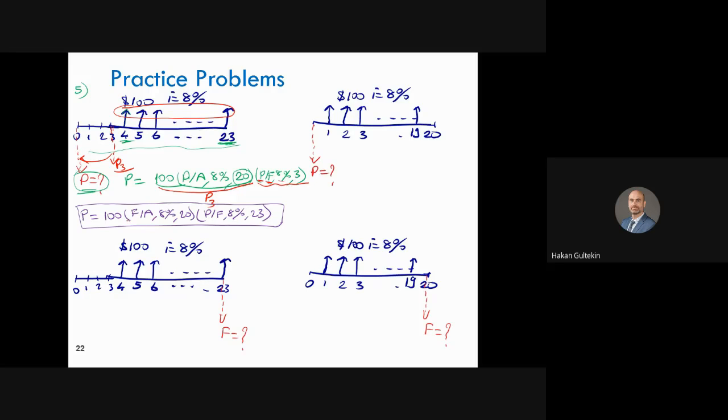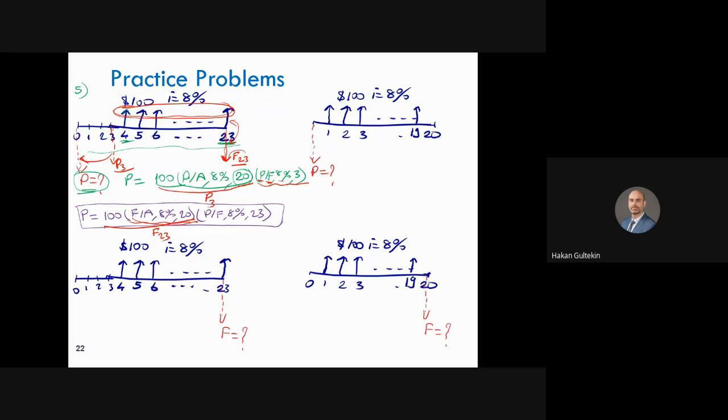And I am finding its future value. It means that I am finding the future value at this time. This is F23 actually. So this value over here is F23. Because there are 20 payments, and when I use this factor over here, it will give me the future value which happens at the time of the last payment.